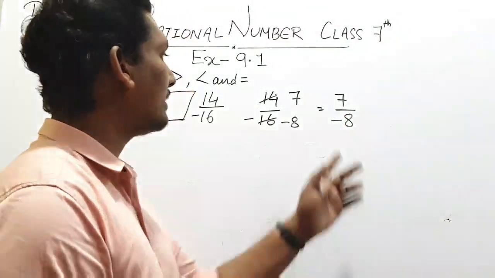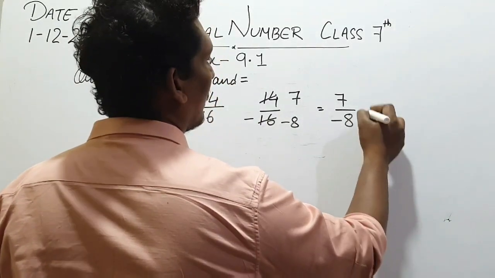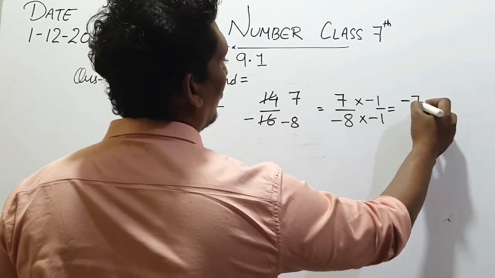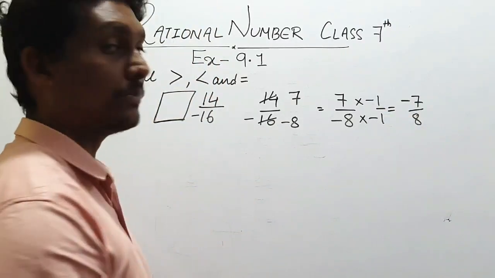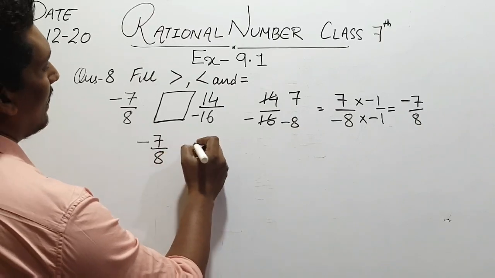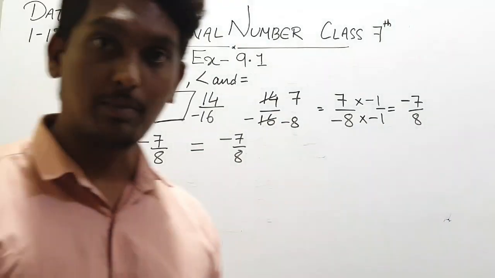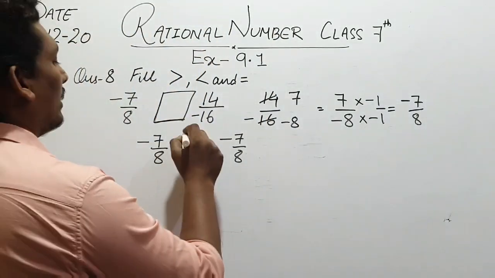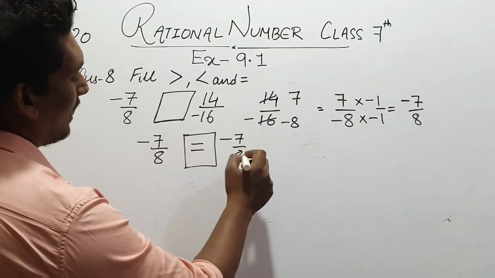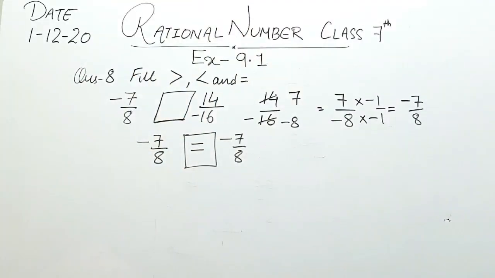Now what we will do, we will just replace the sign, right? For replacing the sign, you have to multiply with minus 1 and minus 1. So what we will get, minus 7 upon 8, right? So here in this question, minus 7 upon 8 is equal to minus 7 upon 8. In both cases we are getting the same number, right? So minus 7 by 8 is equal to minus 7 by 8. Okay, it represents the same rational number, right? Just go through it.